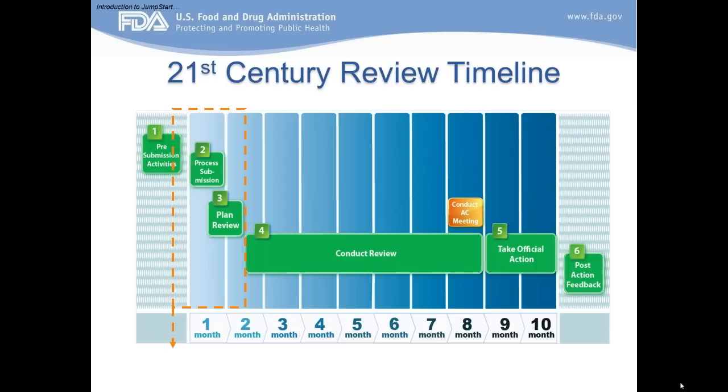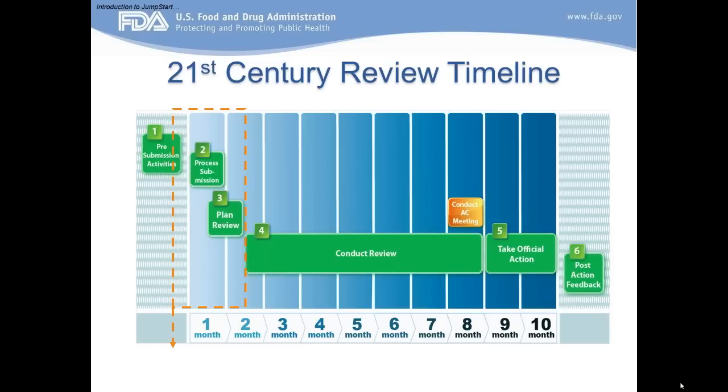According to the 21st century review timeline, which I'm showing you here, we're asking them these questions about data quality and review, and whether this is going to serve their needs, during the first 45 days of filing.